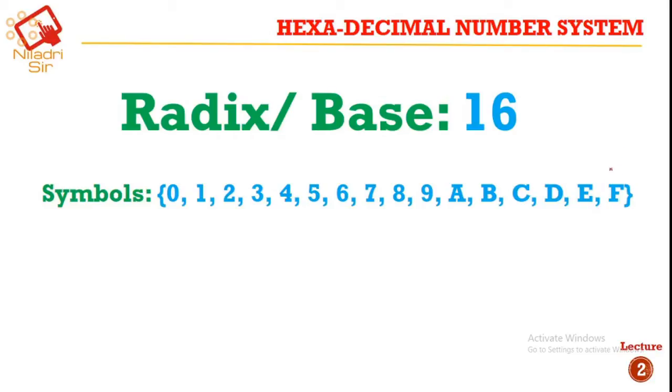So F will be 15, E will be 14, D will be 13, C will be 12, B will be 11 and A will be 10. Okay, so we have 10, 11, 12, 13, 14, 15.